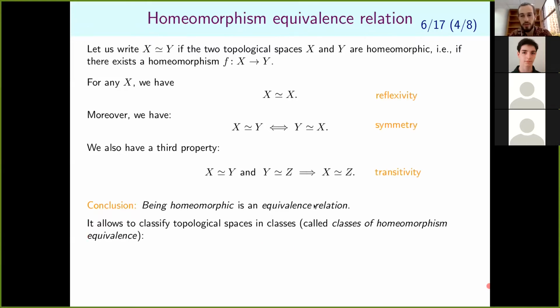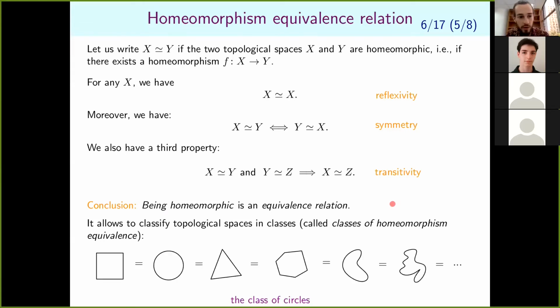And these three axioms are the axioms of what we call an equivalence relation. Okay, and this is very interesting because an equivalence relation allows us to classify the elements of the relation. So what we can do is separate topological spaces into classes, into bags, into types, and each type will represent some kind of abstract essence of a topological space, right?